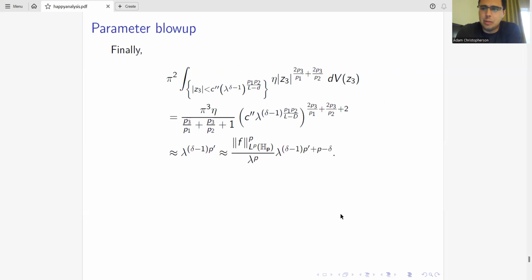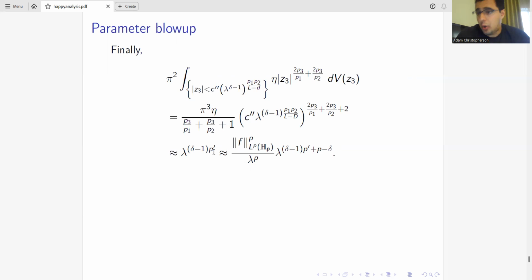And finally, we can polar integrate this one more time. So P1, P2, L minus D. In fact, you'll get a P1, P2 in the denominator of the outside exponent, which will cancel out perfectly. And in fact, what you end up with, and the power of lambda, is lambda to the delta minus 1 times the sum of the pairwise products over L minus D. That is precisely the Holder conjugate, P prime. So this weak type estimate is comparable to lambda to the delta minus 1 P prime.